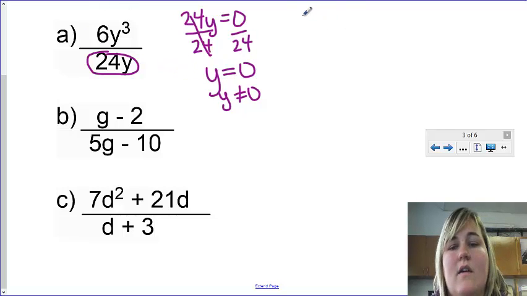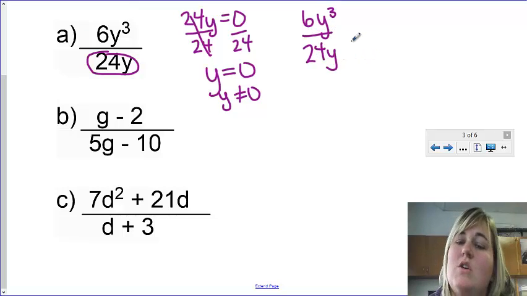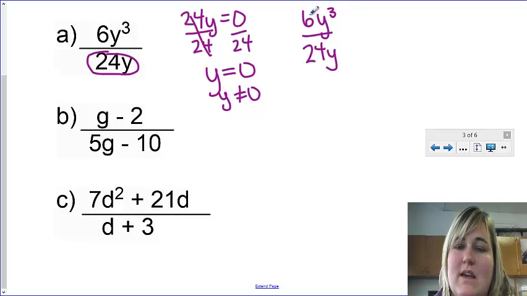And then I have 6y to the third over 24y. So I am trying to figure out what I can do to simplify. Well, you should know that if I just had 6 over 24, I would reduce that, right? I would reduce it by 6. So 6 divides into 6 one time, and 6 goes into 24 4 times.